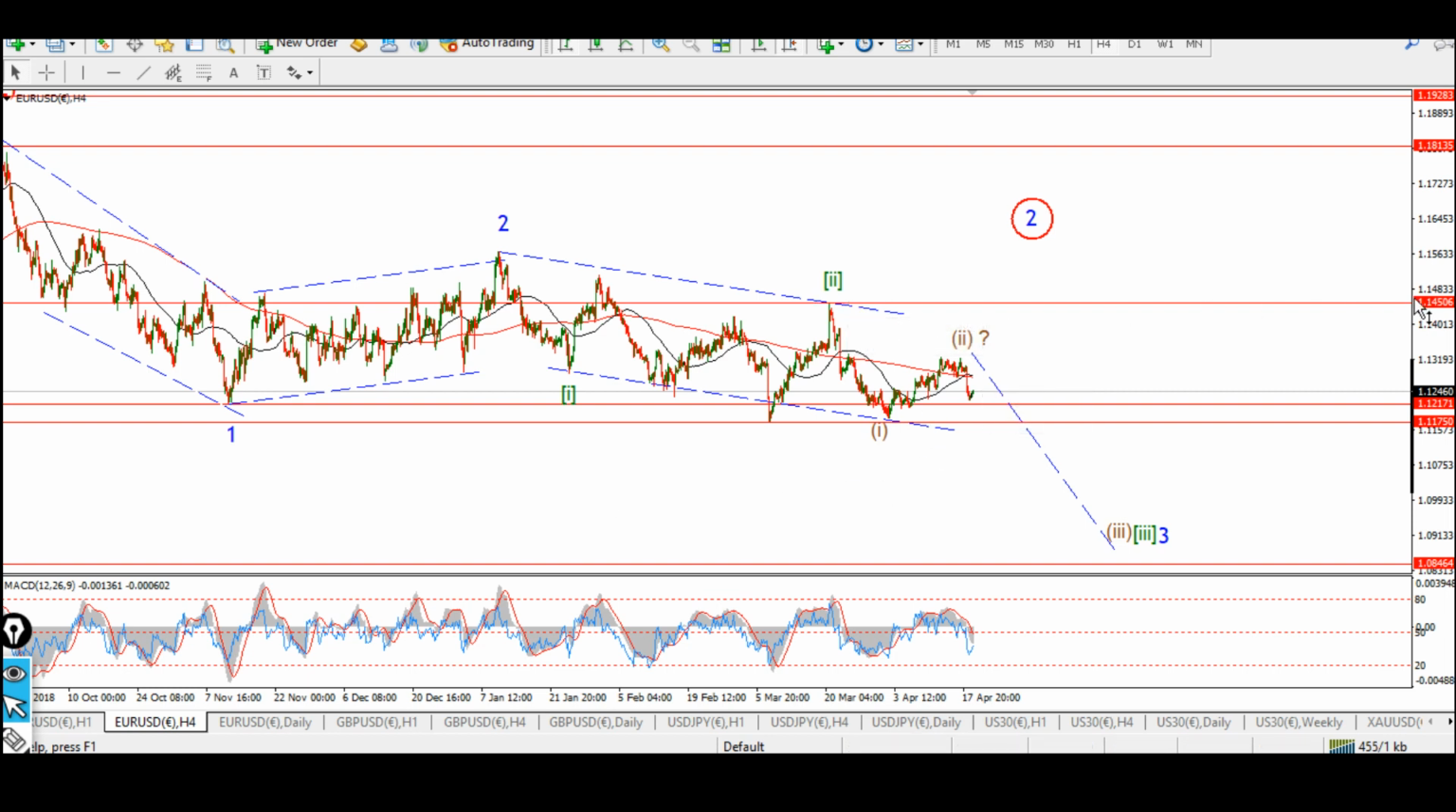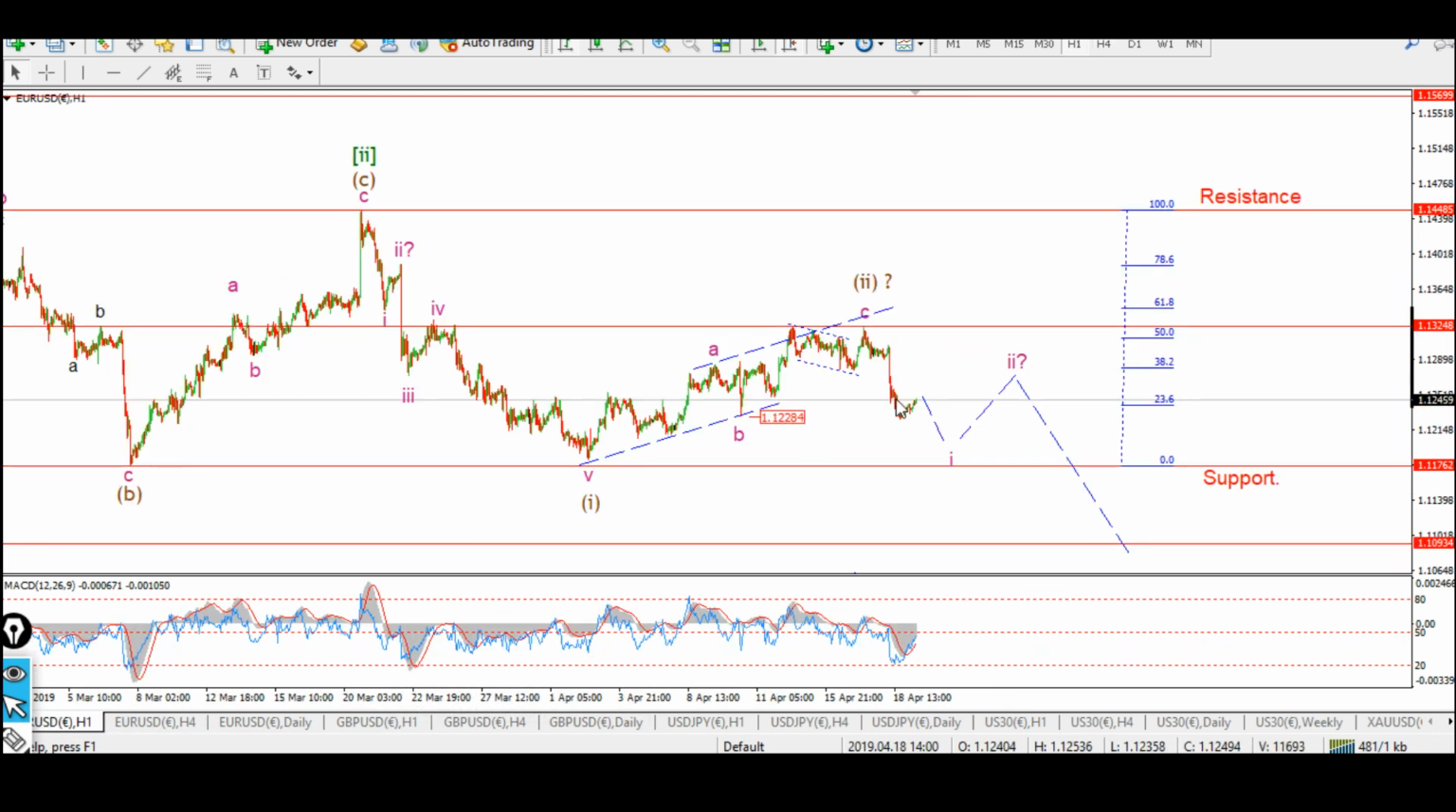The immediate, let's say, invalidation point for this particular wave count would be 114.50. So if that 114.50 breaks, then we'd switch to that larger wave 2 idea. But for now, we have the possibility of a third of a third of a third of a third coming along, so we should probably prepare for that.